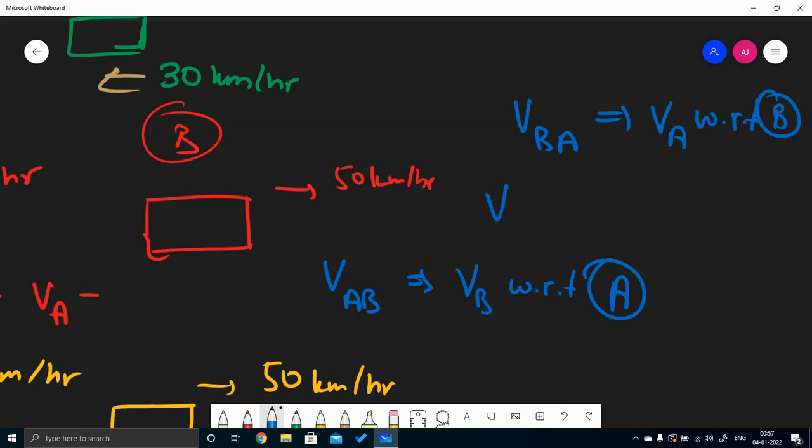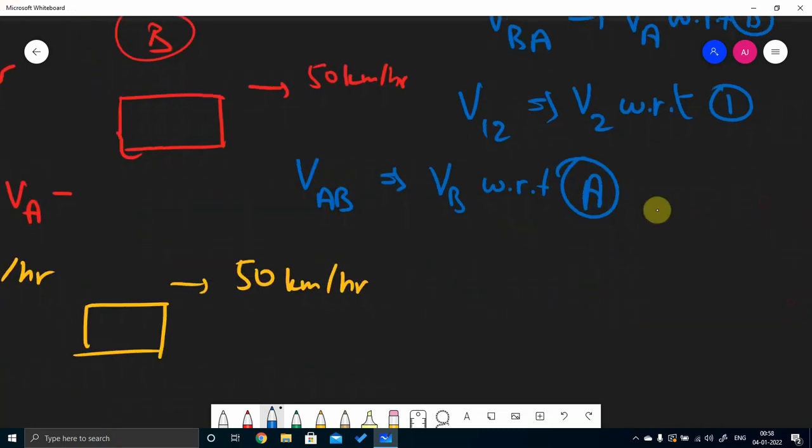Now, let me just go ahead and give you another example. V12, can you tell me what this would be? This would be velocity of 2 with respect to 1. Cool. And one last example, let's say V43, what would this be? This will be velocity of 3 with respect to 4. All right. So whatever is in front, right?